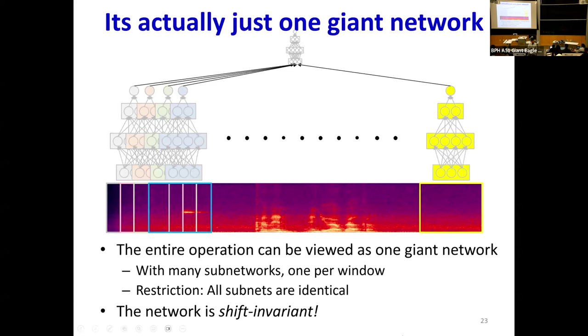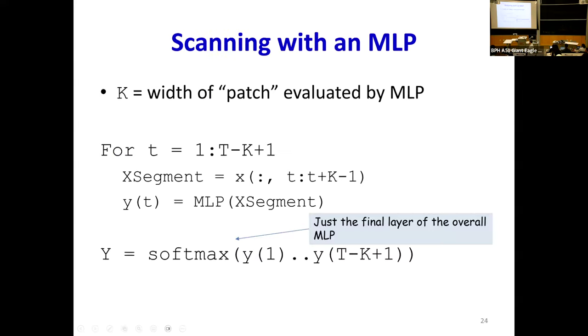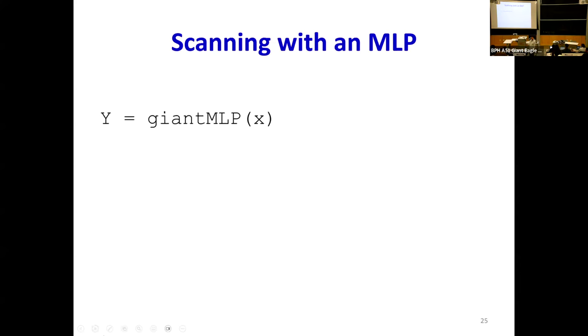It has many subnetworks, and the subnetworks at the lower layer are all identical. So basically, these guys are all identical, and that's the one restriction that we've imposed on it. And by making all of these subnetworks identical, we made the network fire for the pattern discovered by the subnet, regardless of the location. And so now the network became shift invariant. And so I can think of this entire thing as just one network, with the final softmax just being the output layer of the network, right? And so this whole thing, I could have just written the entire pseudocode as a giant MLP.